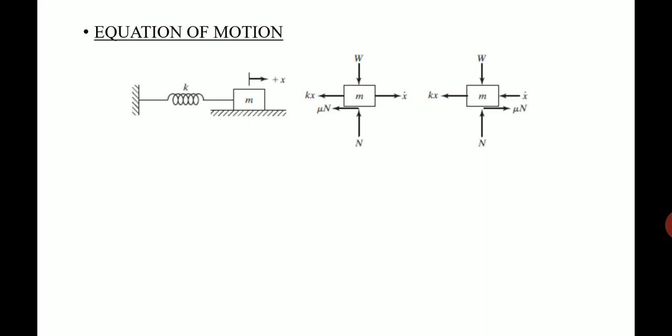So this kx is actually the spring force, or the restoring force, which pulls back the mass. Okay, so these are the forces acting on the system. In addition to that, since there is friction between the two surfaces, there is a frictional force acting in the direction opposite to that of the velocity.